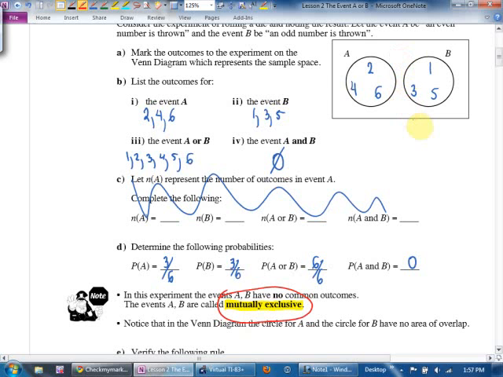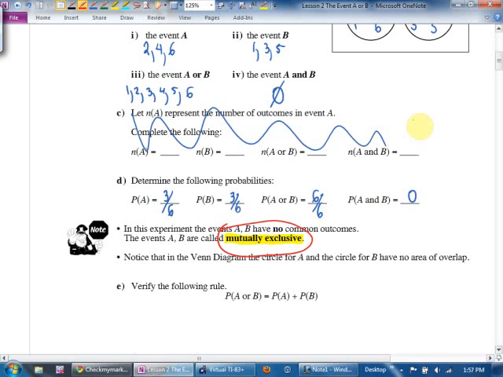It says, verify the following rule. The probability of A or B equals the probability of A plus the probability of B. I think I said to you guys last unit, or means add. It does work. Next page.